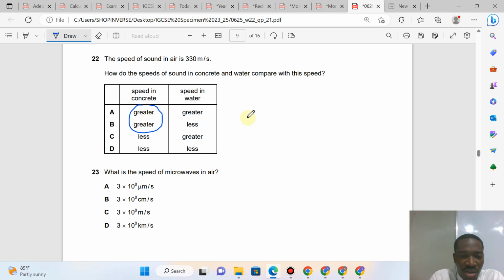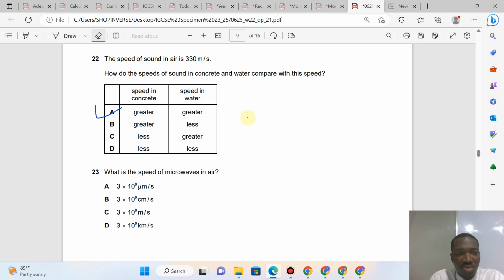speed of sound in concrete will be greater, yes, of course. Also, speed of sound in water would also be greater than speed of sound in air. So both of them will be greater. So this is correct. This is correct, while others are wrong. So in which case do we have both of them being correct? Only option A, we have both of them being correct.